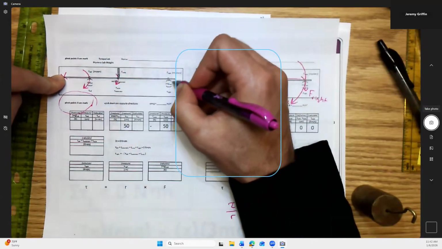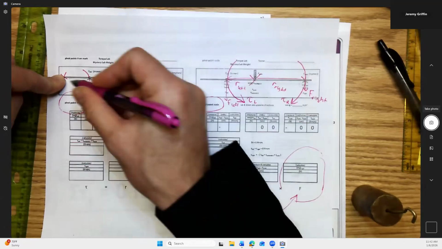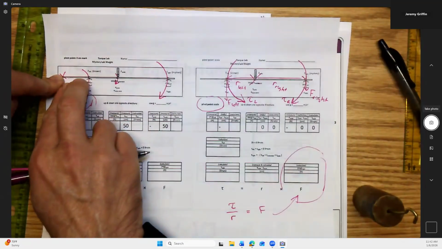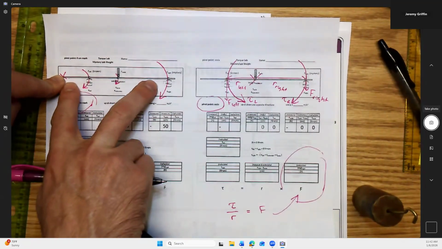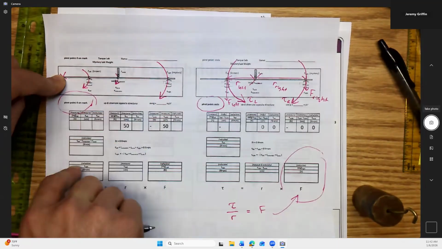What about this mystery weight on the right side? That's definitely clockwise. Right? Because it's way out there. It has a huge lever arm. Do you guys see that the lever arms on each one of these can just be the position that's marked on the meter stick? Because it's just everything minus 0.